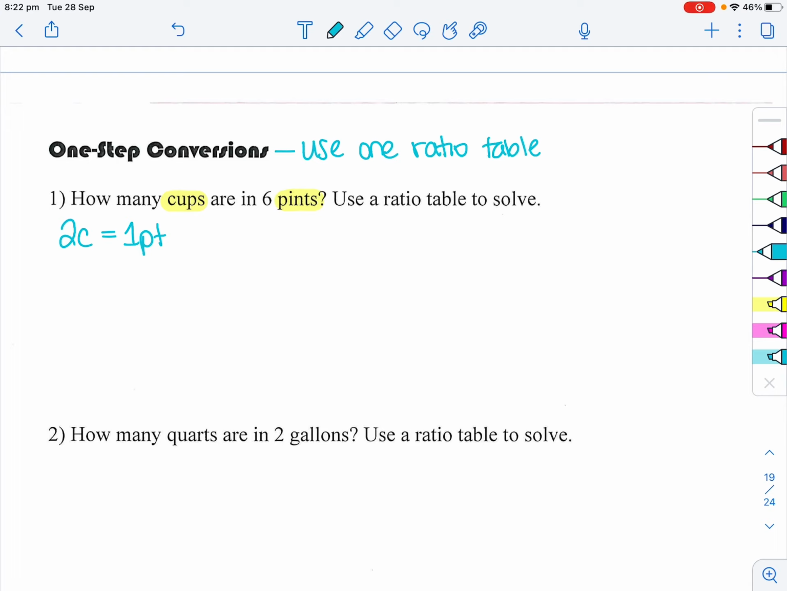Now I'm going to create a ratio table, and I'm going to put cups and pints in my ratio table. The order that you put these in the table does not matter, and the reason is that as long as we put the correct units in the correct place, the multiplication is going to work itself out. So I'm going to do 2 cups to 1 pint, because that's what my ratio says. And then I'm going to take this number and make sure that I put it in the correct place. This has 6 pints, so I'm going to put it in the pints part of the table.